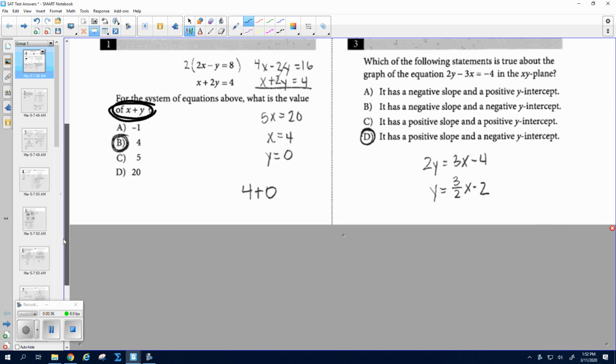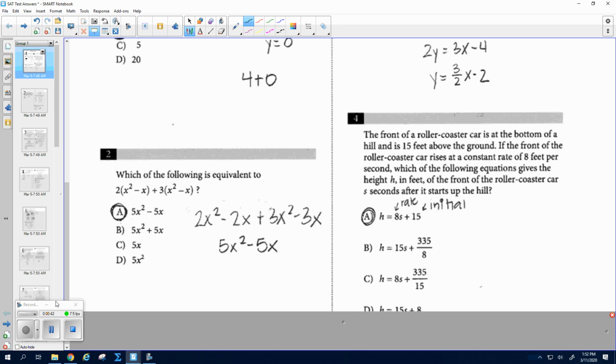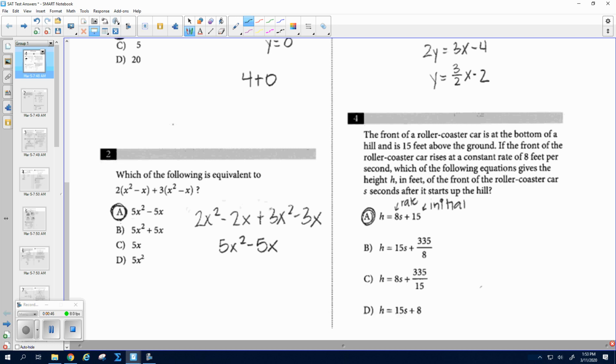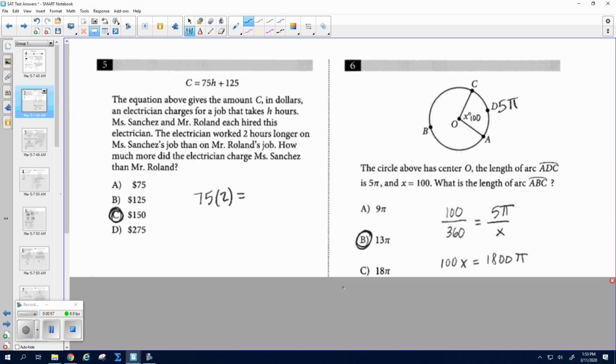Number 3 is D. Number 2 is A, just simplifying your algebra. Number 4 is A. Your slope is always a rate, and your y-intercept is always an initial amount. Okay, number 5 is C.